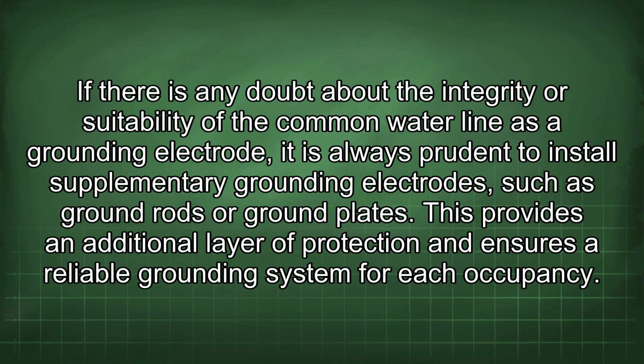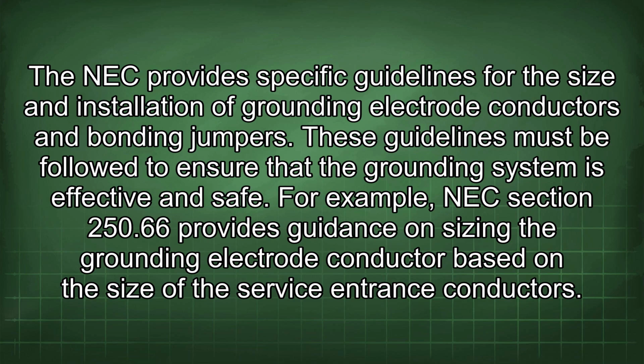If there is any doubt about the integrity or suitability of the common water line as a grounding electrode, it is always prudent to install supplementary grounding electrodes, such as ground rods or ground plates. This provides an additional layer of protection and ensures a reliable grounding system for each occupancy. The NEC provides specific guidelines for the size and installation of grounding electrode conductors and bonding jumpers. These guidelines must be followed to ensure that the grounding system is effective and safe.